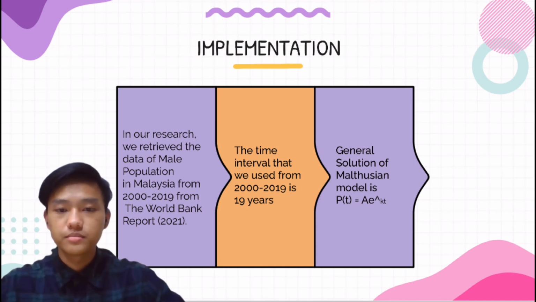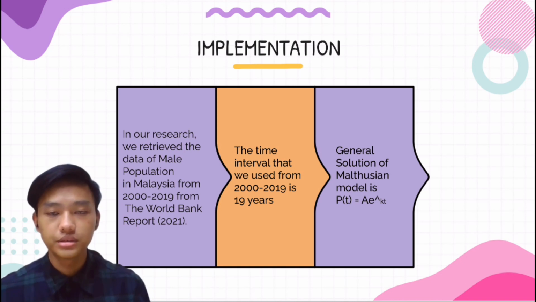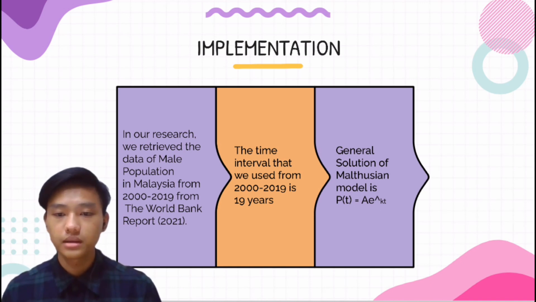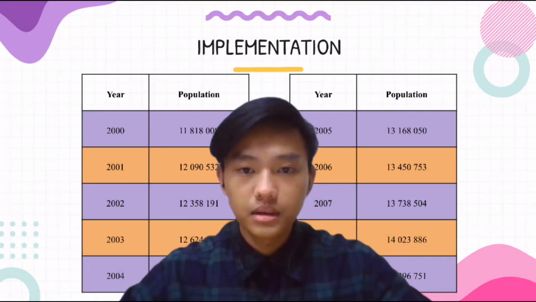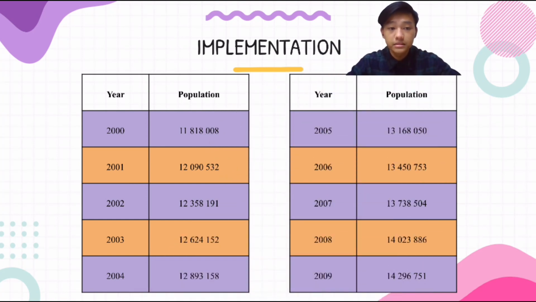Since the rate of growth is proportional to the number of the male population, the general solution of the Malthus model can be concluded as P(t) equals A e to the power of k times t. This is the tabulation of data of male population in Malaysia from 2000 until 2019.